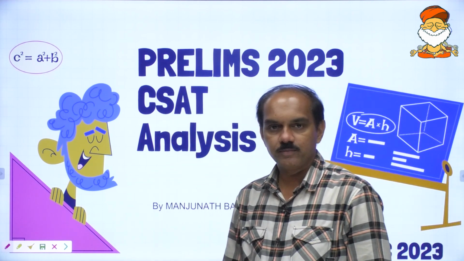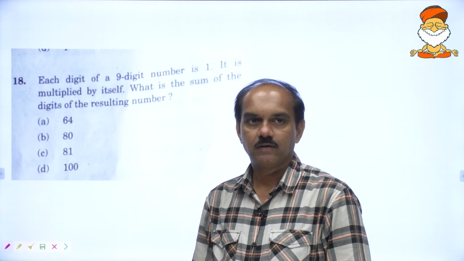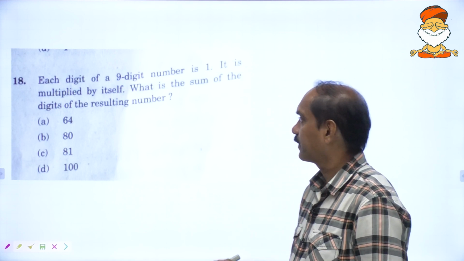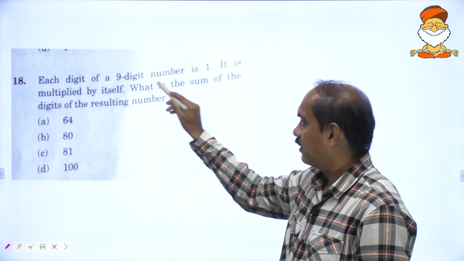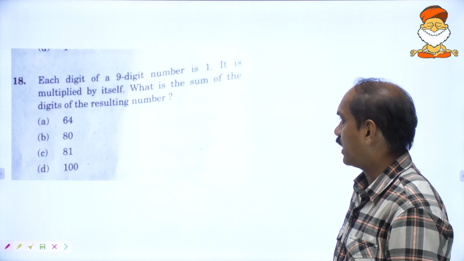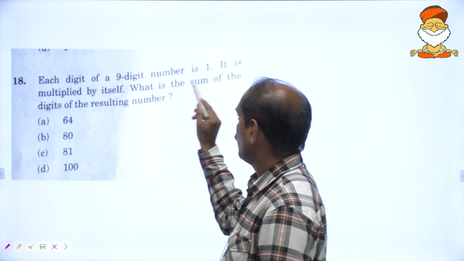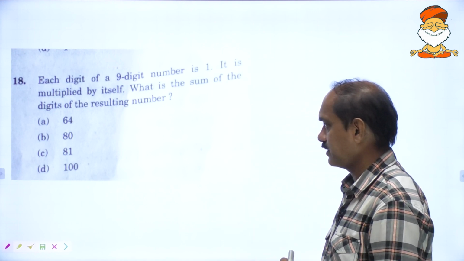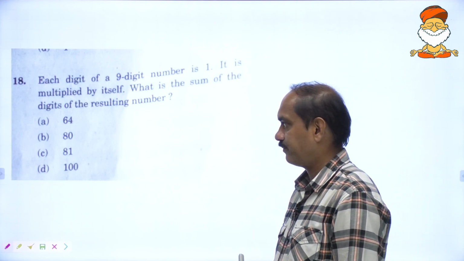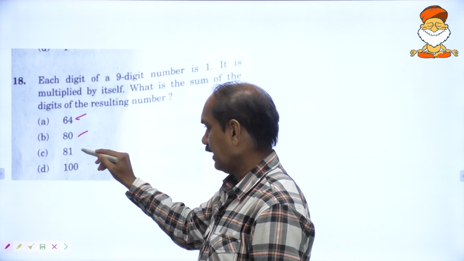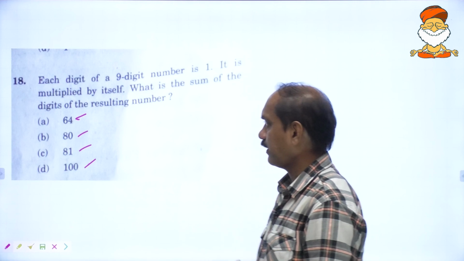Now let us solve problems. The first one I have picked: each digit of a 9-digit number is 1. It is multiplied by itself. What is the sum of the digits of the resulting number? Your options are 64, 80, 81, 100.